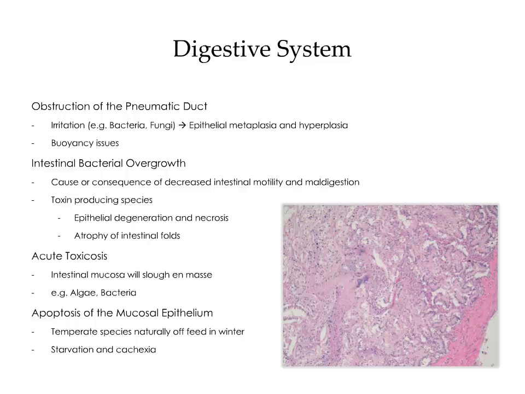Apoptosis of the mucosal epithelium occurs in temperate species that are naturally off-feed in the winter. It can also occur in cases of starvation and cachexia. The image on the bottom right is an example of intestinal bacterial overgrowth, which is associated with epithelial degeneration and necrosis, with fibrinous exudates and intralesional aggregates of deeply basophilic bacteria. This is an example of catarrhal exudation.